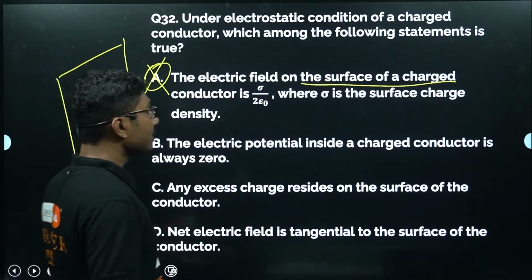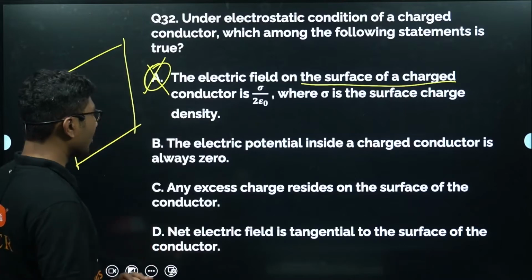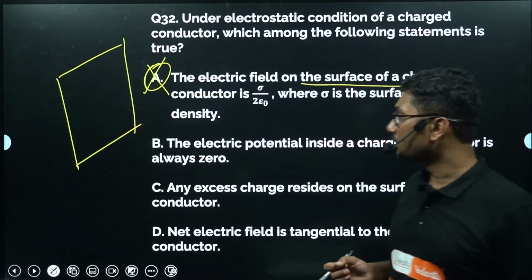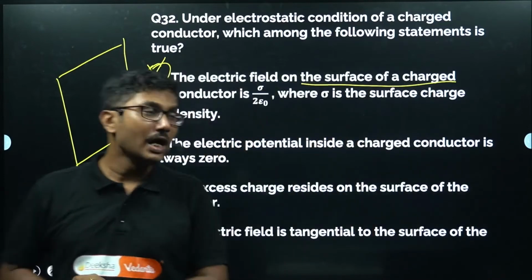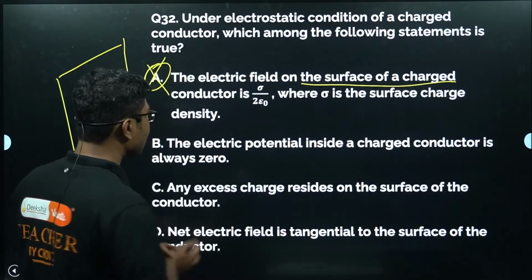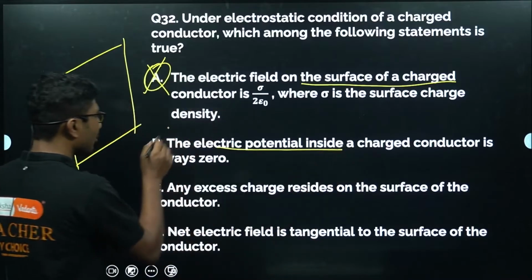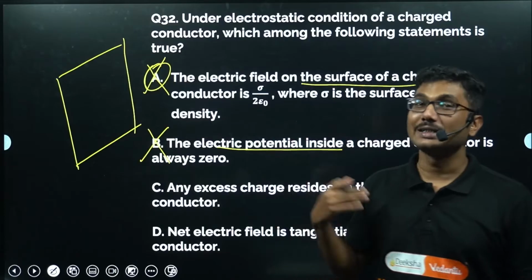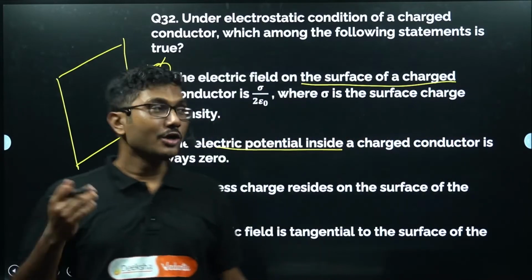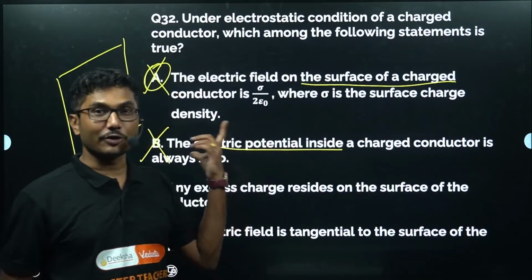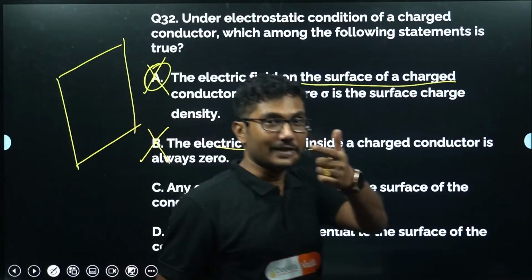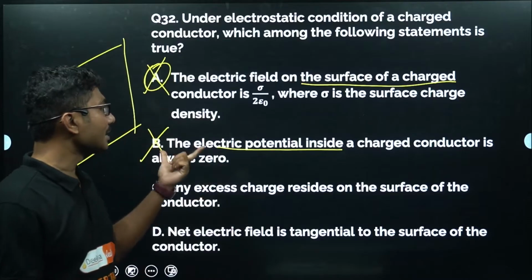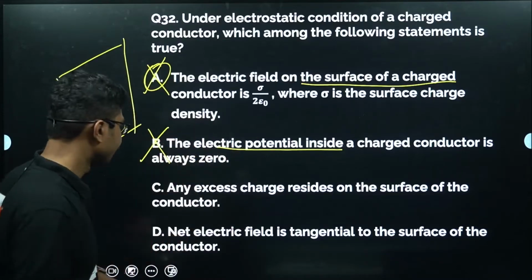The electric potential inside a charged conductor is always 0. Now this is a very confusing statement, maybe because you know that the electric field inside a charged conductor is 0, not the potential. Potential is always constant. So this is also a wrong statement. But this might confuse you because you might think this is correct since the electric field is 0. Instead of reading electric potential, your mind will say electric field. So be careful of this kind of distraction. This is actually electric potential, and electric potential is not 0.